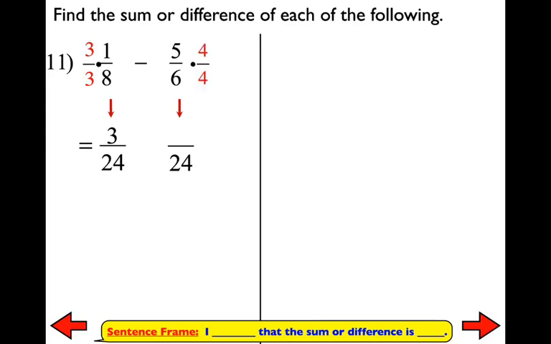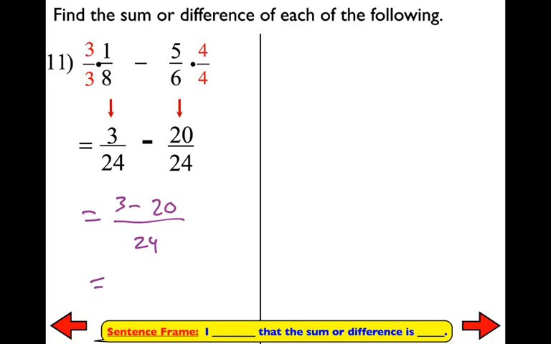And the reason is because 6 times 4 is 24. And since we multiplied 6 by 4, we have to multiply the numerator by the same number. And 5 times 4 is 20. And so 5/6 is equivalent to 20/24. So now we technically have 3/24 minus 20/24. So from there, you really now have 3 minus 20 over 24.